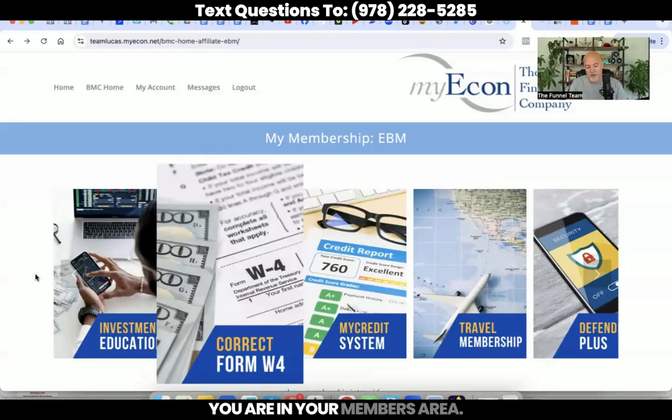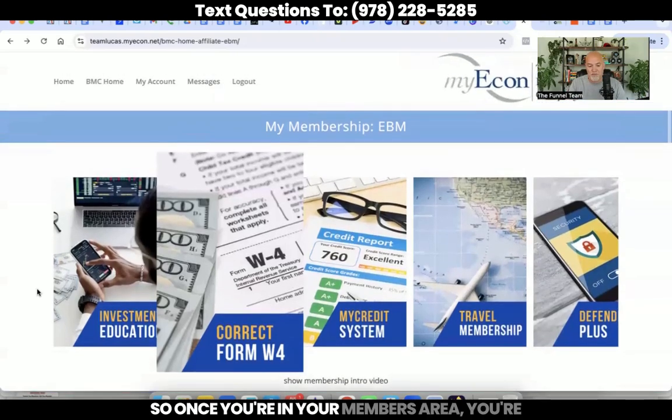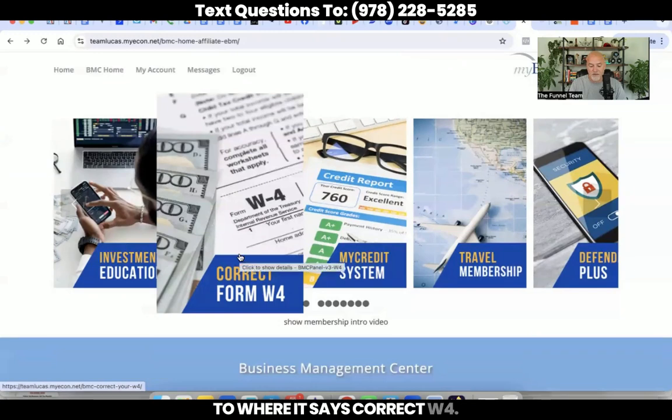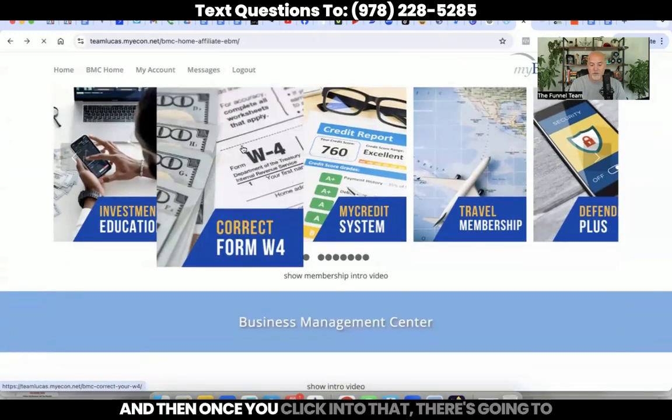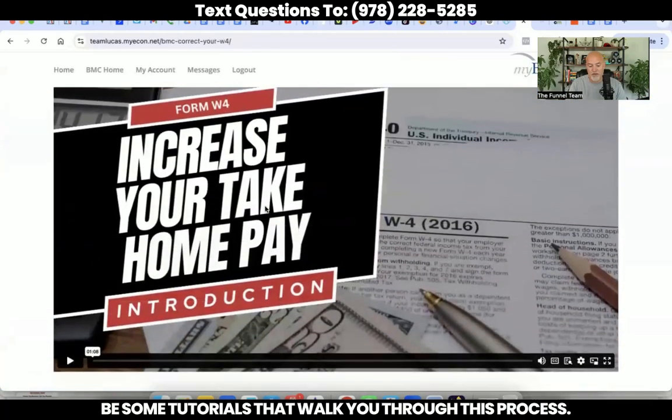Once you are in your members area, and of course, it doesn't matter what level you come in at, whether it's the $20 or the $40 or the $100 level, you could come in and you could start applying this income shifting strategy. So once you're in your members area, you're going to be right on this screen right here where it says BCM Home. And you're going to come over here to where it says Correct W4. And then once you click into that, there's going to be some tutorials that walk you through this process. And it's really quick and simple and easy.